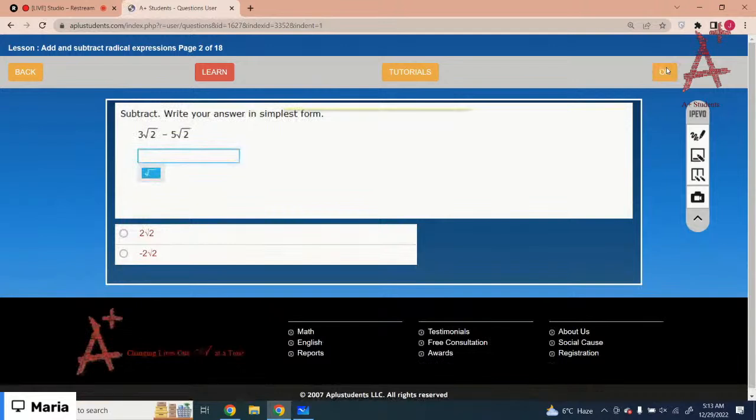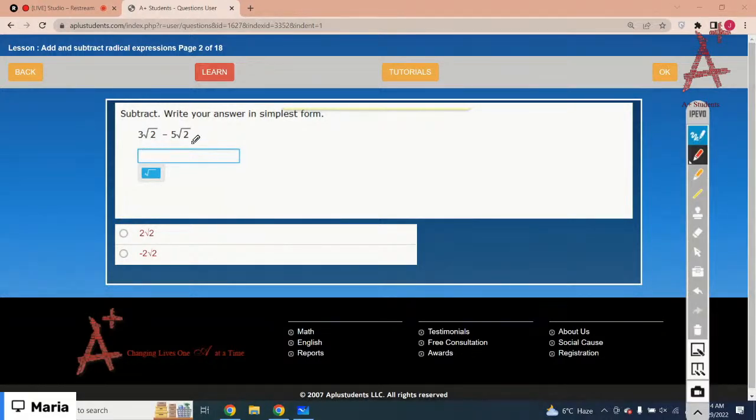Okay, the next one is 3 square root 2 minus 5 square root 2. So just take out square root 2 common and you are left with 3 minus 5. Got it? So 3 take away 5 is negative 2. Got it? It would be negative 2 square root 2. So second option is the correct one. Just select the correct option, then click on the OK button.